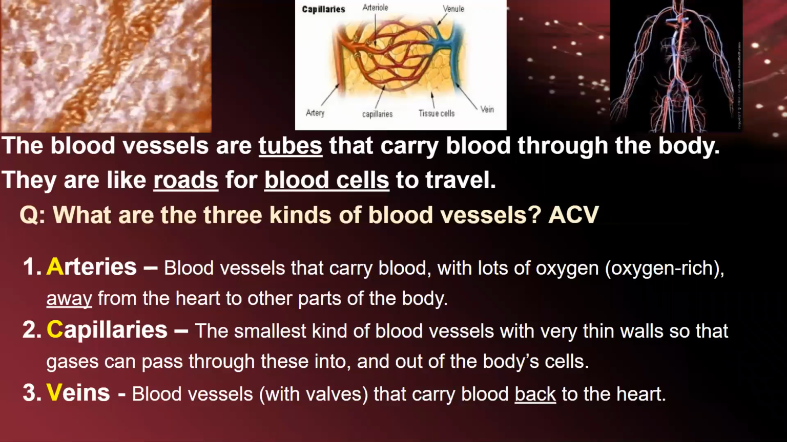So your blood vessels are tubes that carry blood throughout your body, and they're like the roads that your blood cells travel. You have three types of blood vessels. You have the arteries. These are the blood vessels that carry blood with lots of oxygen away from the heart. So arteries away. You have capillaries. Those are the smallest kind of blood vessels, and they have very thin walls, so gases pass through these and to the body cells. Then you have veins, and those are your blood vessels that carry blood back to the heart. So arteries go away, veins bring it back.